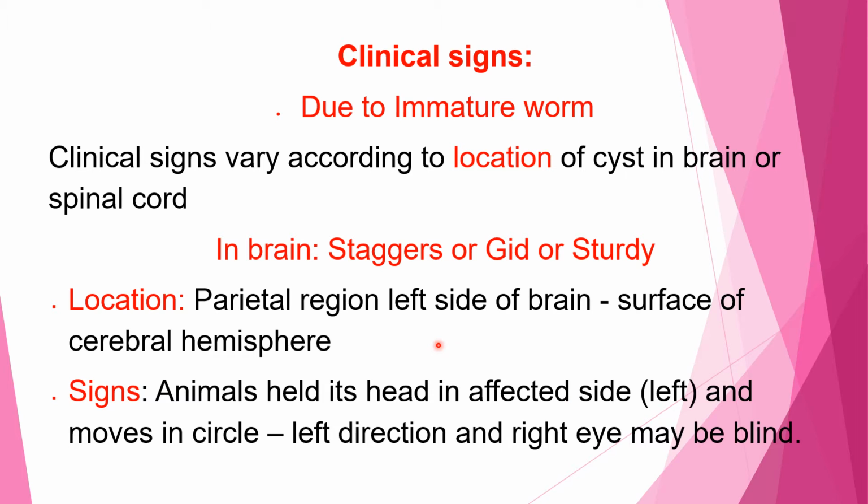If the location is in the parietal region of the left side of the brain on the surface of the cerebral hemisphere, the animal holds its head on the affected side and moves in a circle, in a left direction, and the right eye is blind.